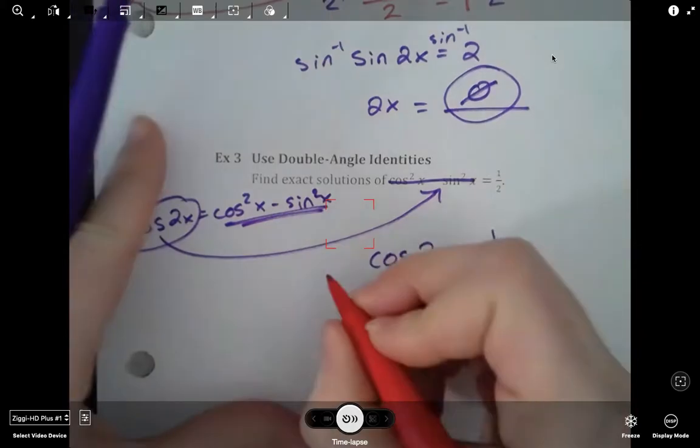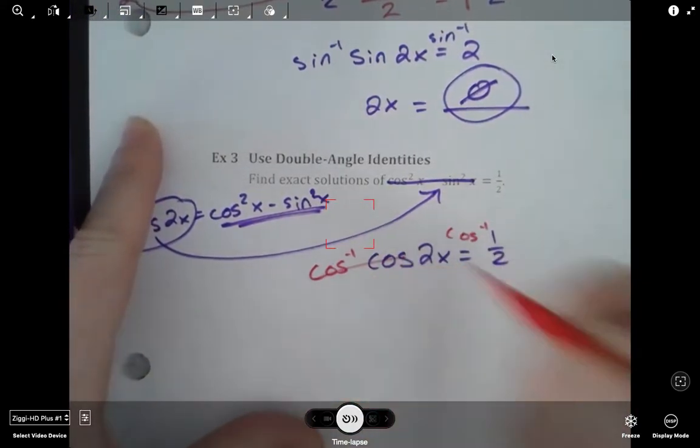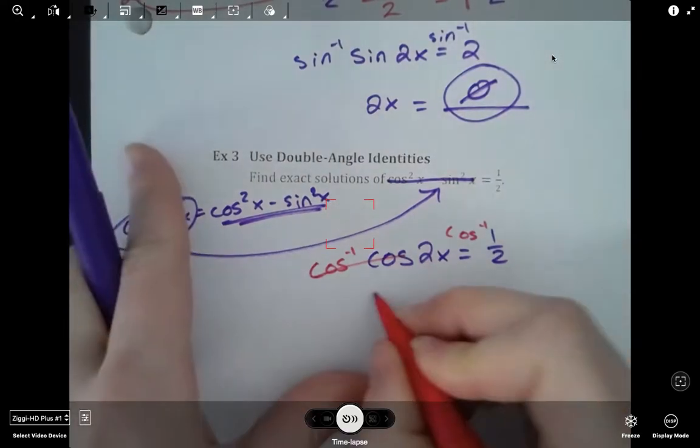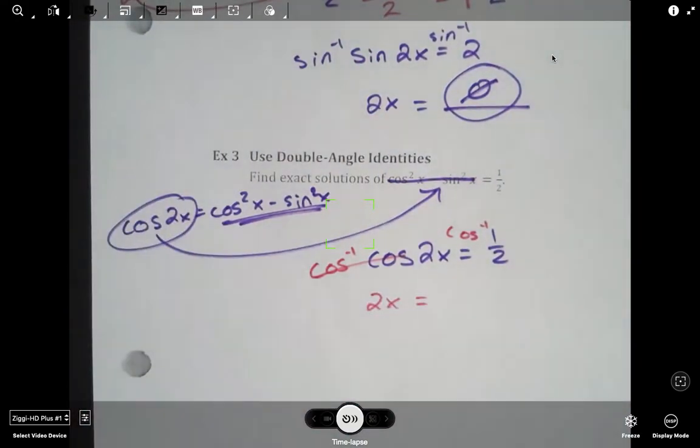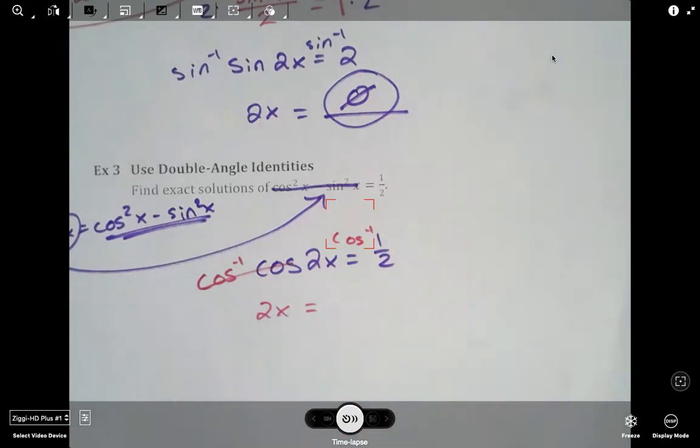Inverse cosine, except the inverse cosine over here will get 2x by itself, right? I don't want you to use your calculator because we have 1/2 on the unit circle. Above, we had to use our calculator because we didn't have 2/3 on the unit circle, but we have 1/2. Now, there are 2 places where cosine is 1/2, right?